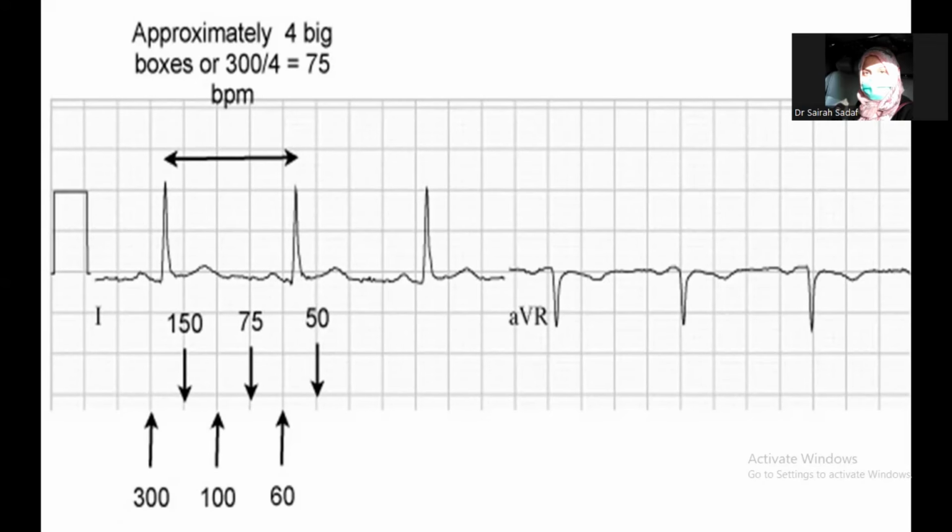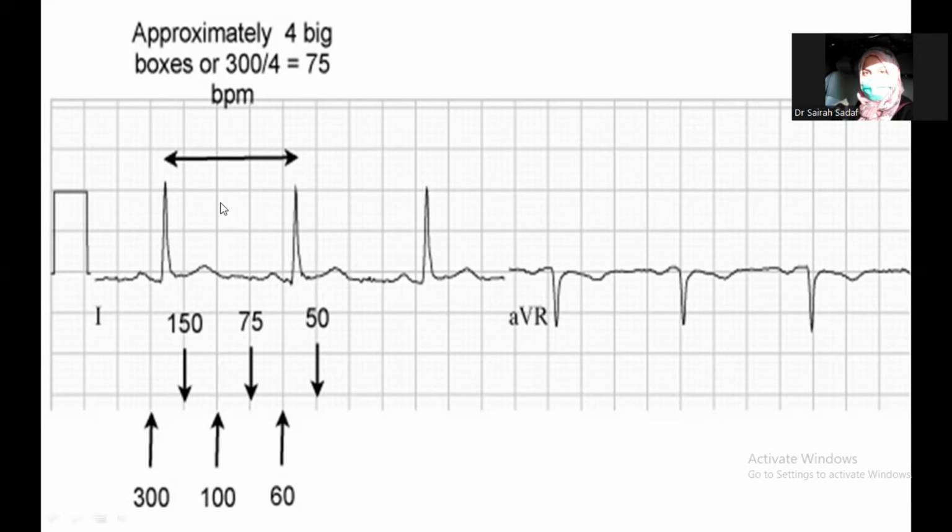Now, what you have to do is count the large squares between these two R waves and divide it into 300. 300 is the rule of thumb. Just remember this. Memorize it. Although there is a science behind it, I can tell you, but it would just be a waste of time. So just go to the practical things.